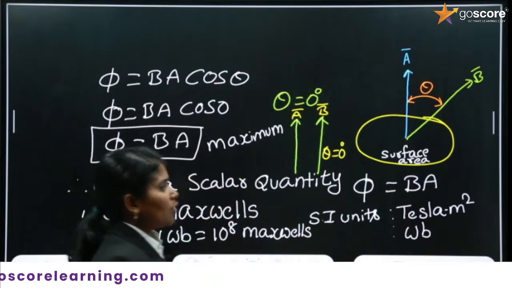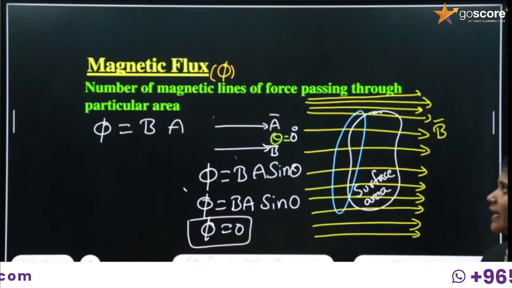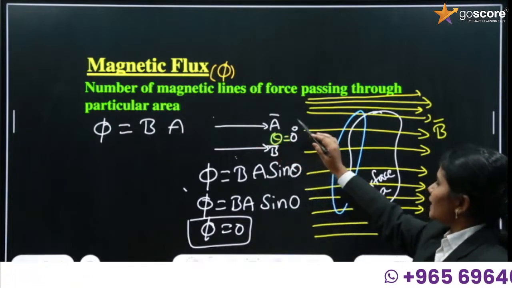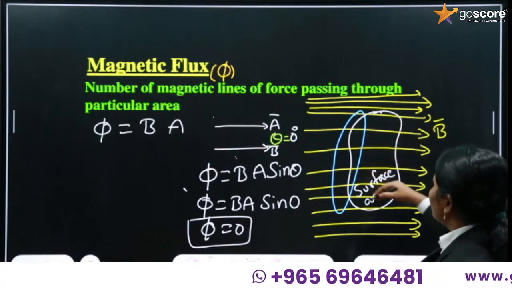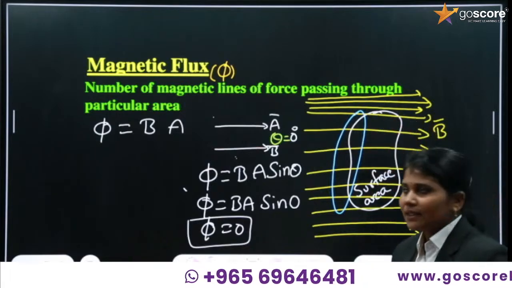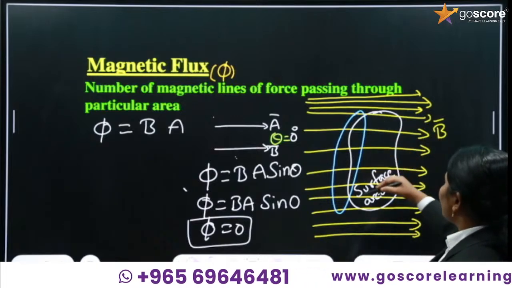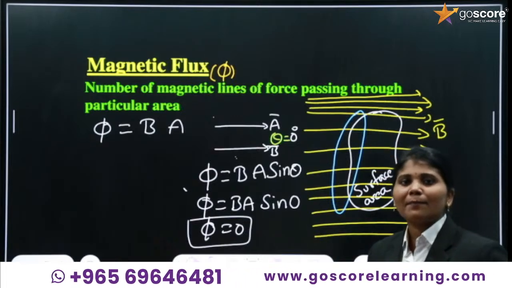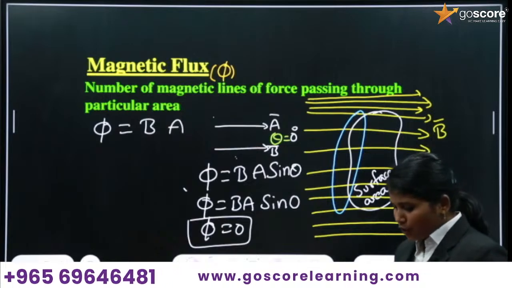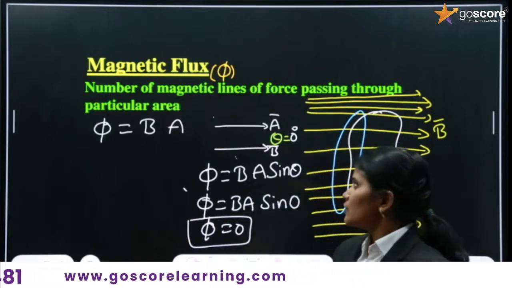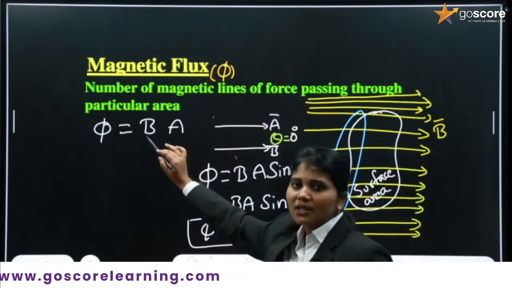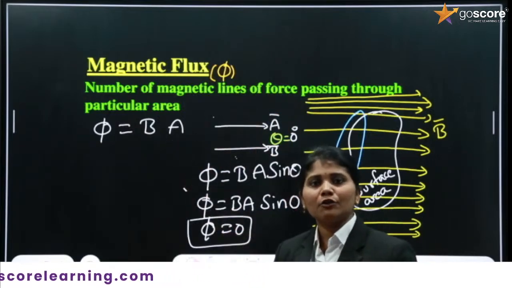Okay guys, so what is the magnetic flux? It is the number of magnetic lines of force passing through a particular area. That total number of magnetic field lines we call the magnetic flux. So from the definition, what is the formula? Phi is equal to BA.